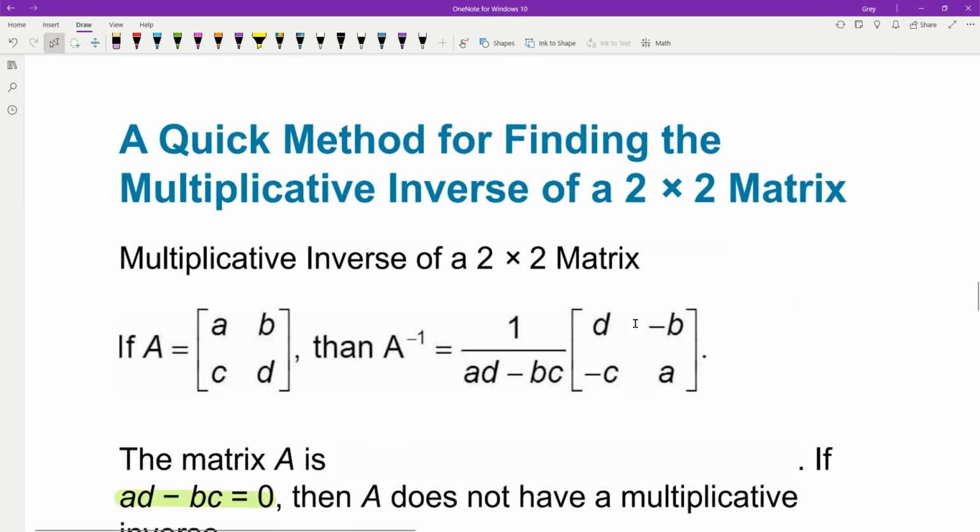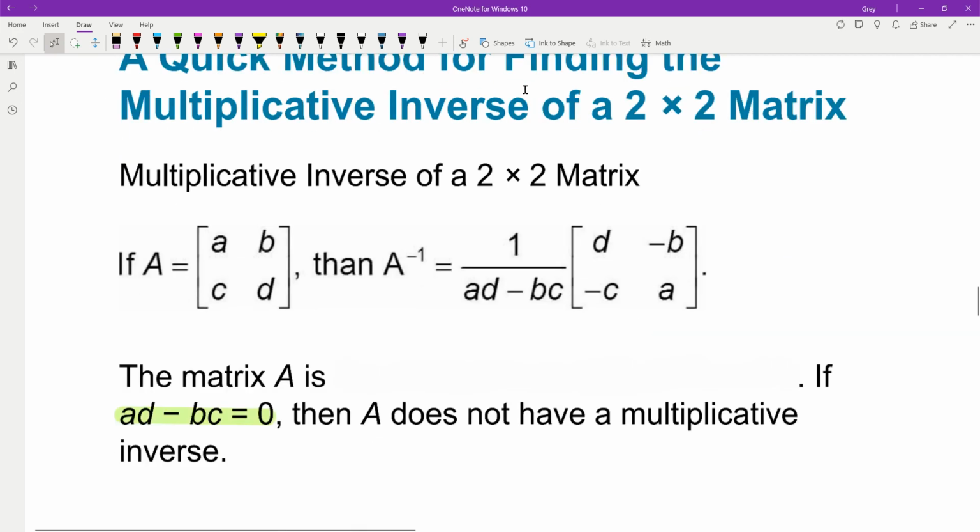Now, there is a shortcut, quick method for finding a multiplicative inverse of a 2 by 2. Y'all did this last year. This is the process. Highlight it. Actually, you don't have to memorize it because they give it to you in most of the problems.